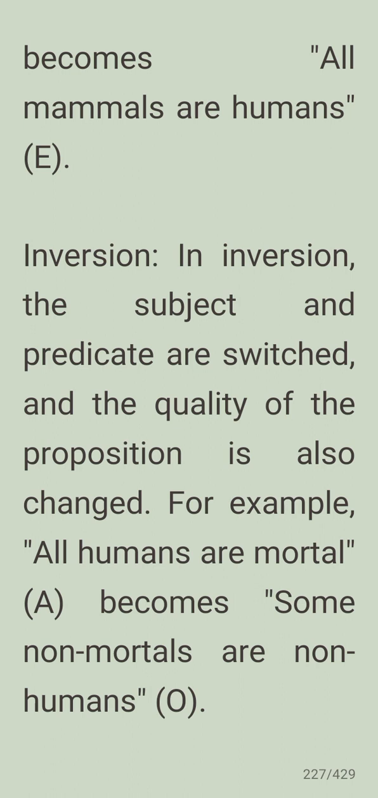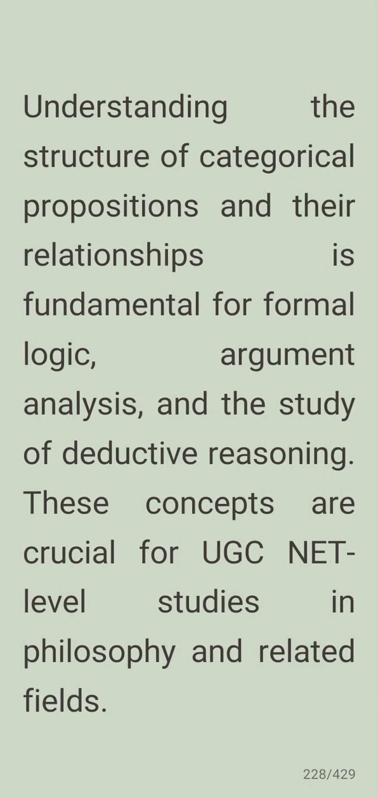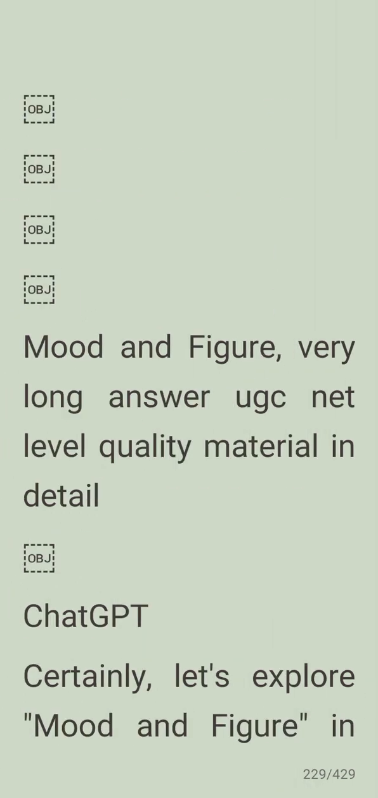Inversion. In inversion, the subject and predicate are switched and the quality of the proposition is also changed. For example, all humans are mortal becomes some non-mortals are non-humans. Understanding the structure of categorical propositions and their relationship is fundamental for formal logic, argument analysis, and the study of deductive reasoning. Then mood and figure.